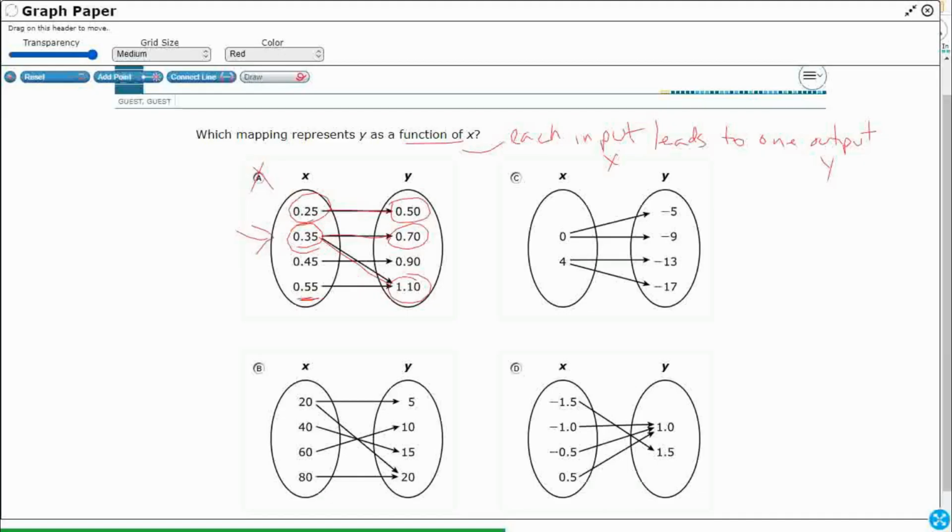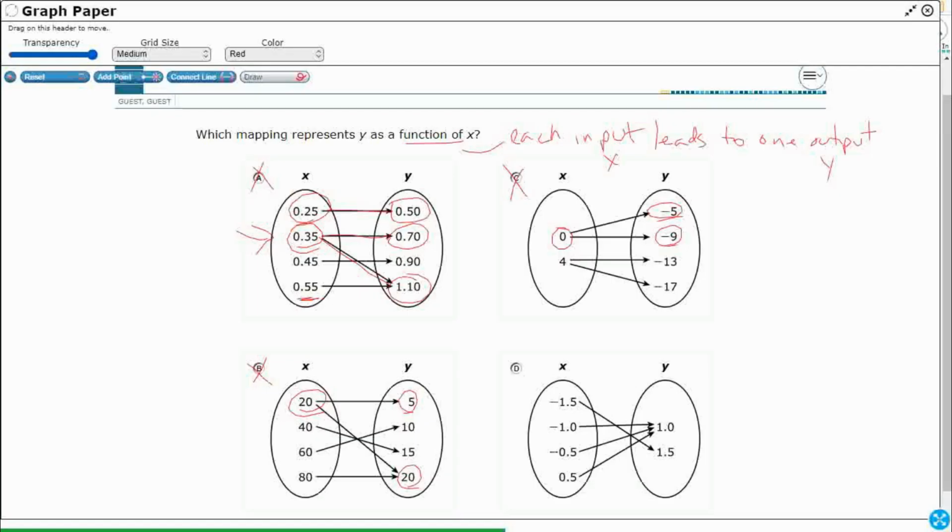So let's check B. Right off the bat, we've got issues. Look at that 20. That 20 goes to both the 5 and the 20. So that's not going to work. And look at C, obviously. Not going to work. 0 goes to -5, 0 goes to -9. So let's look at D, because I hope that's it.